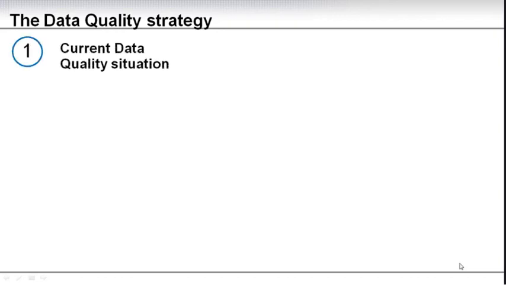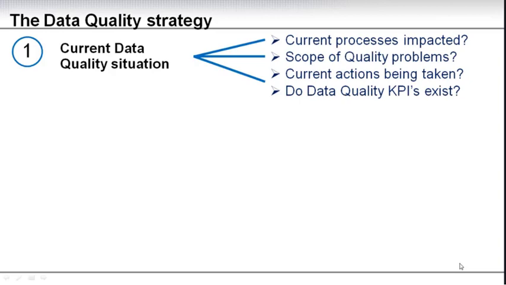Now, then let's look at the strategy you need to put in place to prevent this from happening to your project. So as a project manager, you need to know the current data quality situation in the organization where you are implementing SAP. And you need to know it in terms of current process impacted, are there current data quality issues? If there is, what is the scope of these quality problems? Are there any current action being taken to improve this? And do data quality KPIs exist? Is someone measured against how correct the data of the current systems are?